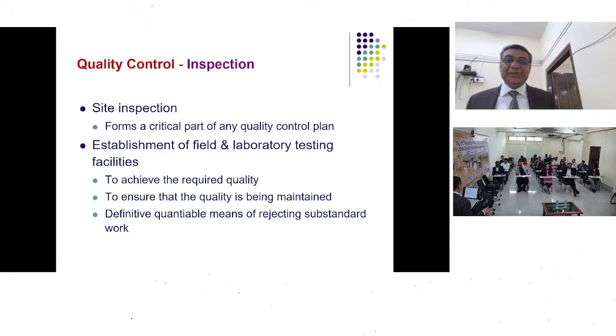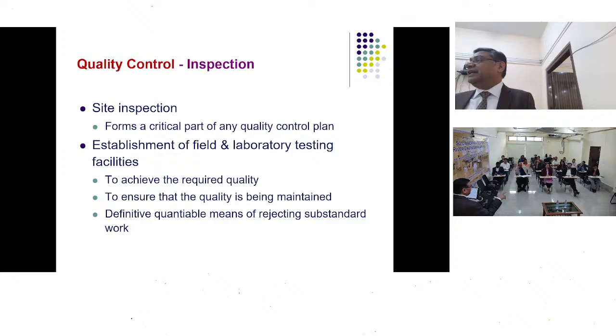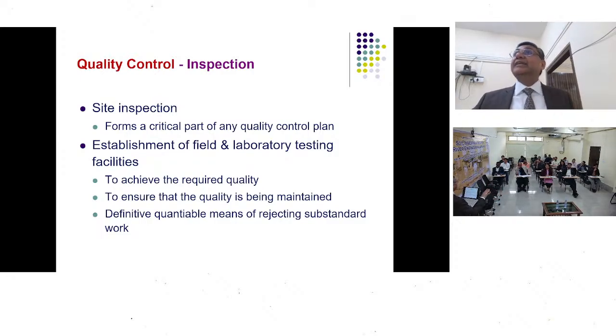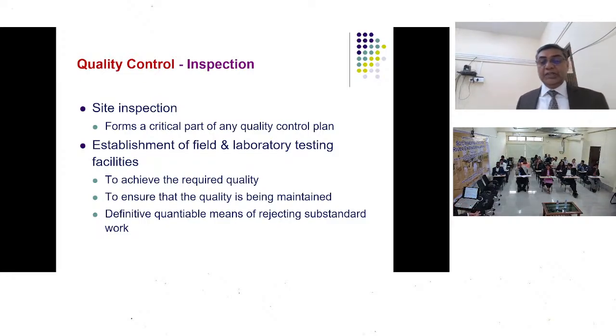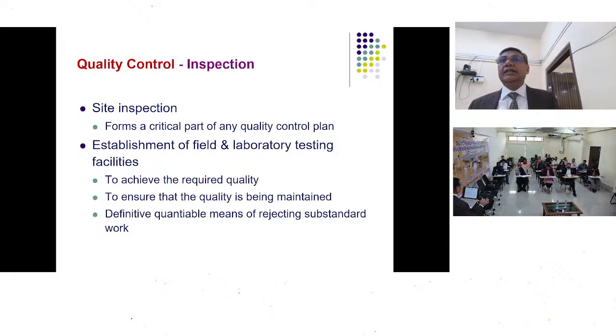But there are people who do it that way, because basically they feel that quality control is an area which is to be neglected. It is not neglected, it is to be neglected. They don't want to go into those areas. So your role will be to achieve the required quality, to ensure that quality is being maintained. Definite quantifiable means of rejecting substandard work. If your work is substandard, you have to reject it, and those parameters should be there in the manual during the inspection, and you should say, okay, this is not correct means this is not correct.